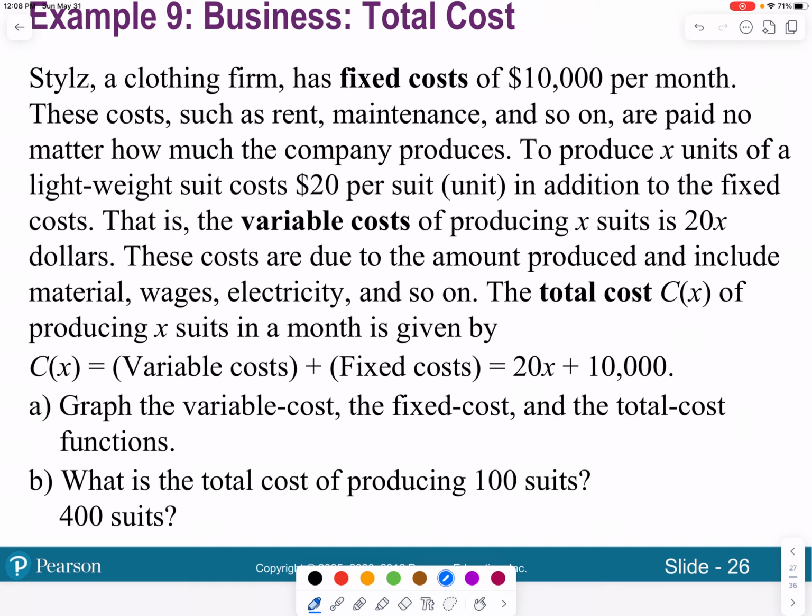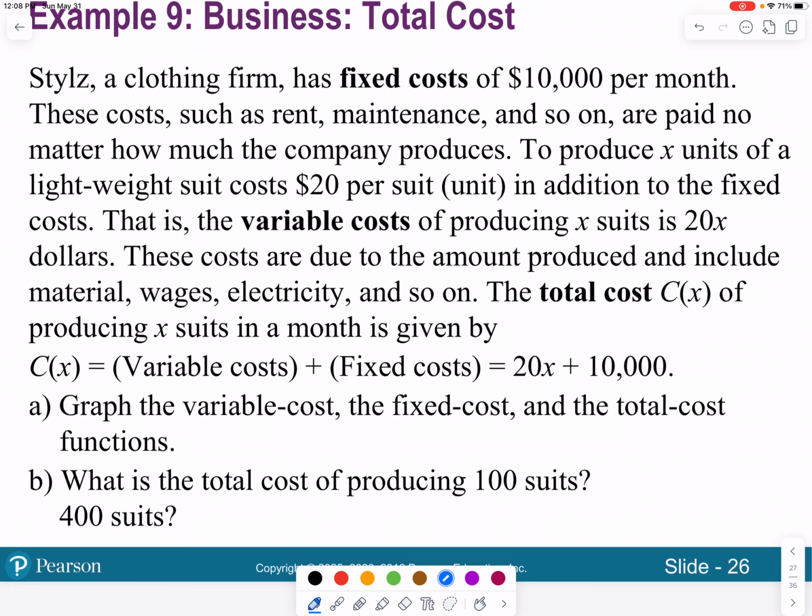Before we confirm those results, I'm going to go ahead and explore B. What is the total cost of producing 100 suits? I guess we just plug it into our function, 100. So 2,000, so $12,000. And then 400, 4 times 2 is 8, so 8,000, so 18,000. So 12,000 and 18,000 for B.